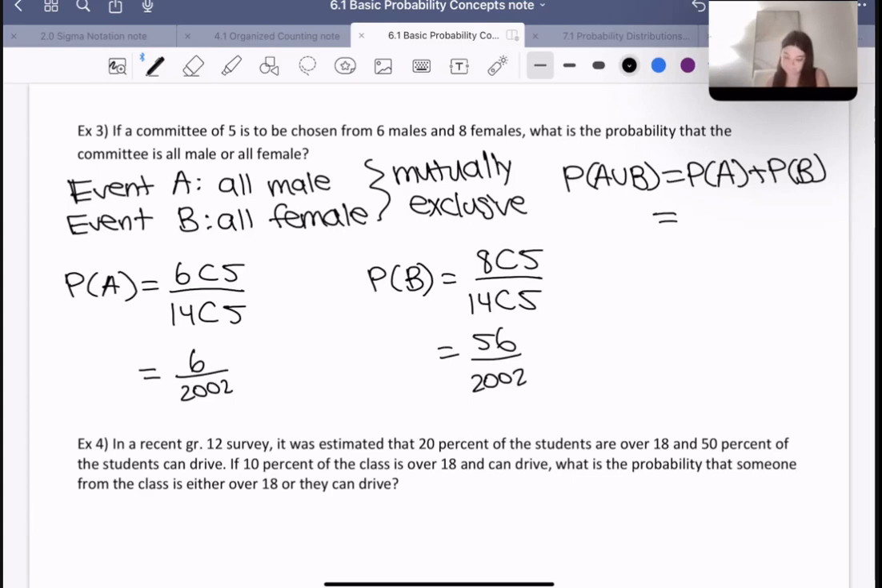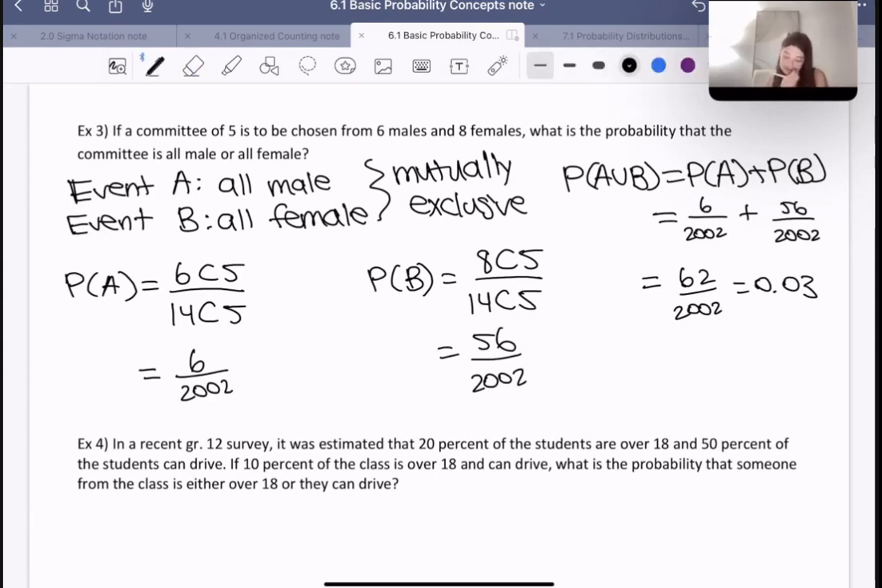Okay, so let's do probability A, 6 over 2002, plus probability B, 56 over 2002, which is going to be 62 over 2002, which is about 0.03 or 3%. So it is very unlikely that it'll be an all male or an all female team. It's understandably a lot more likely that there's going to be both males and females on the team, or at least one male and one female, than having the team be either all male or all female. Very good.